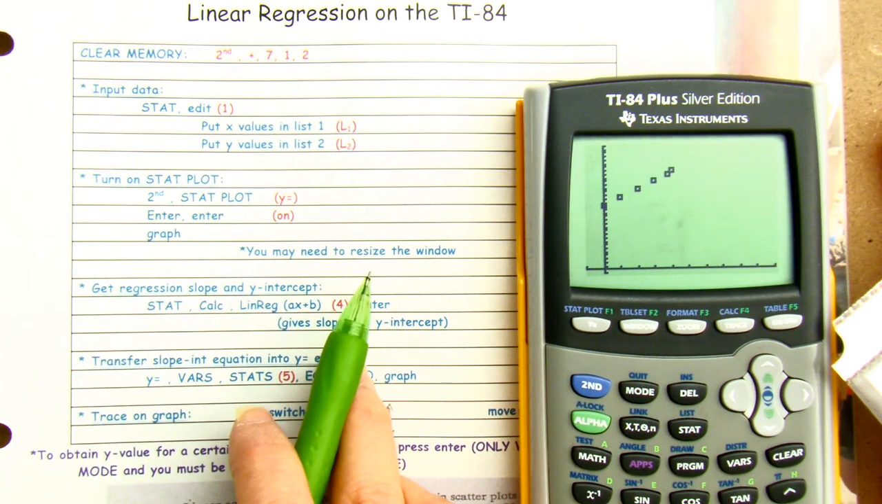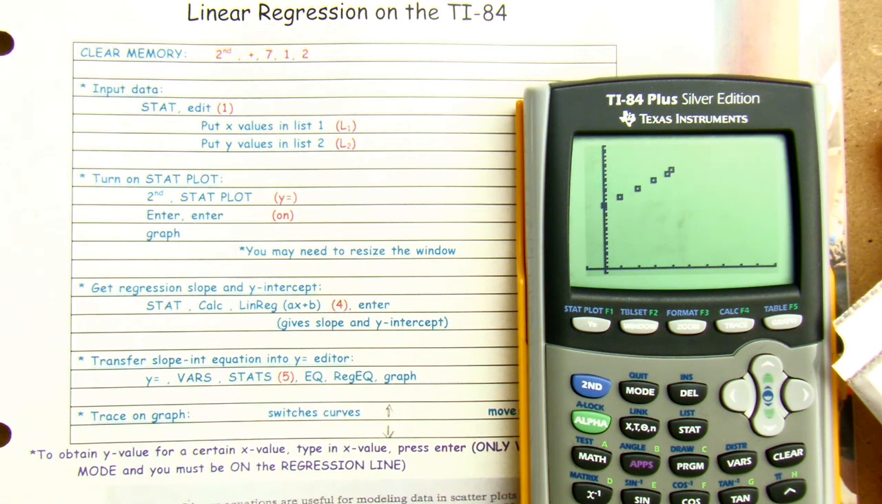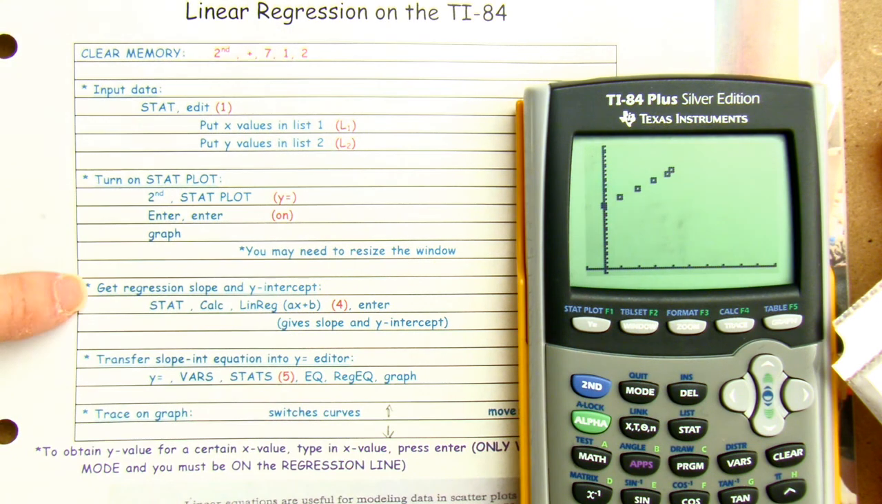Also, when you're answering your question, it's customary to give the answer in terms of how the data was given to you. In other words, if you are rounded to the nearest whole number, then you round to the nearest whole number. If you are given a data set in terms of tenths, like this data set, then you're going to round to the nearest tenth. All right, get the regression slope and the y-intercept.